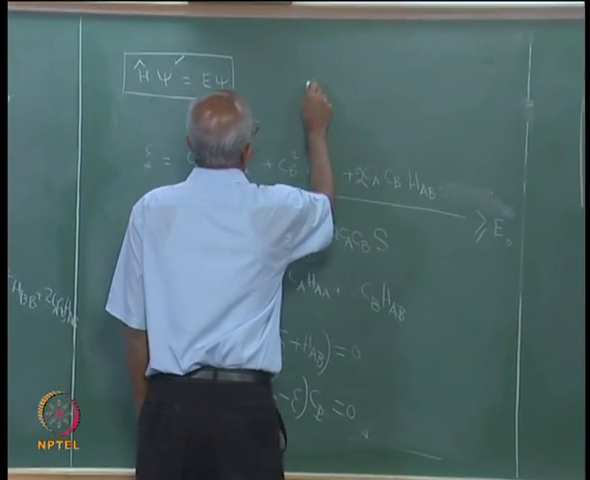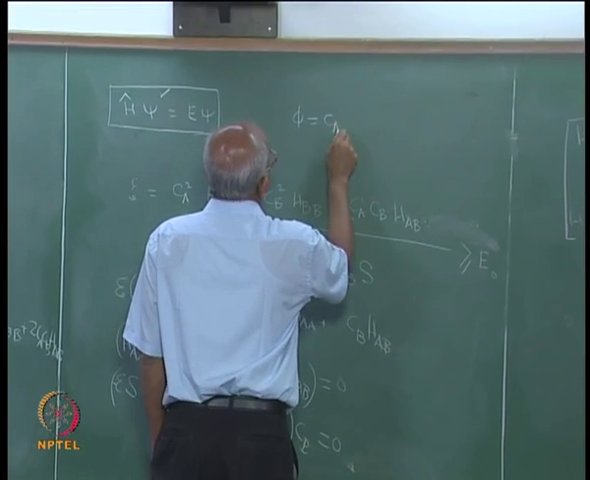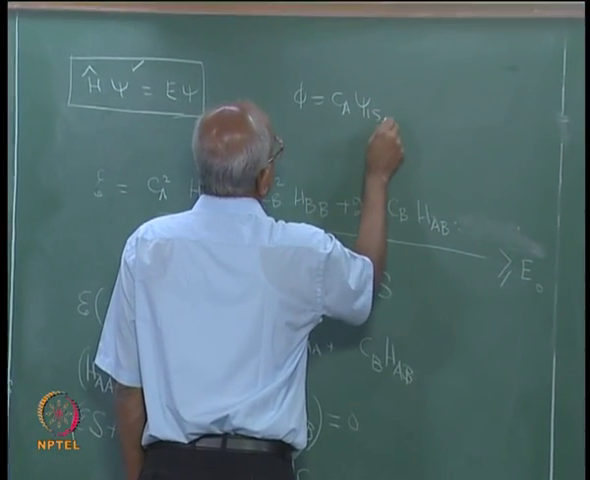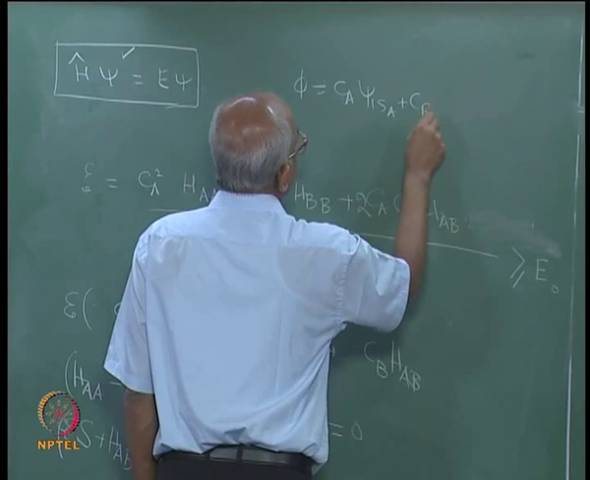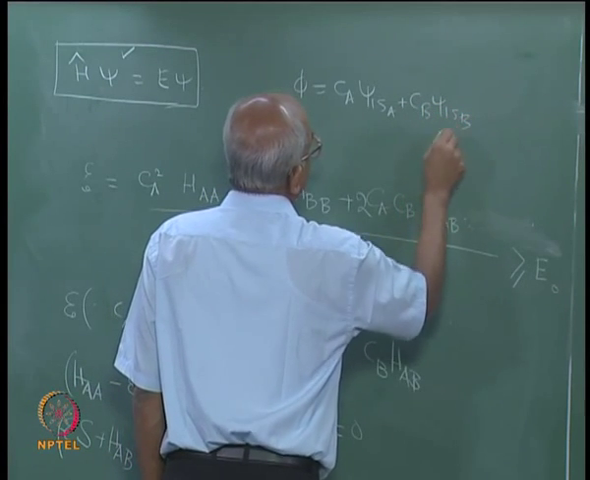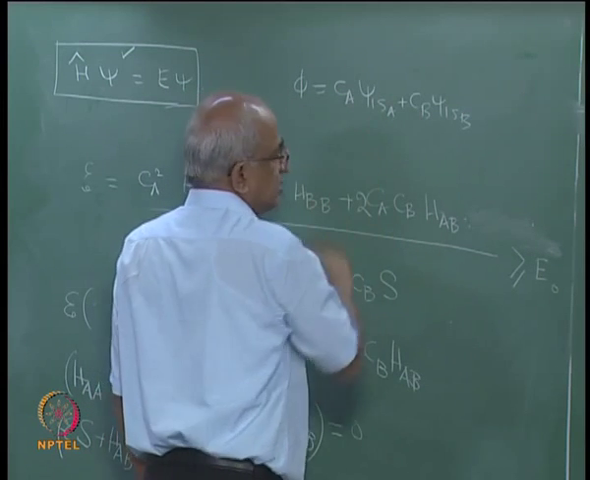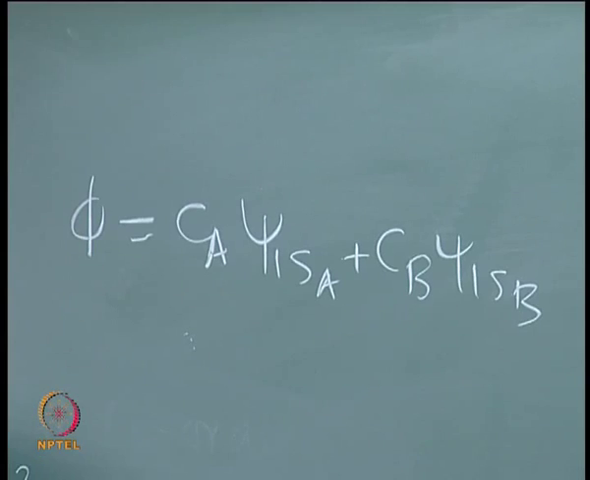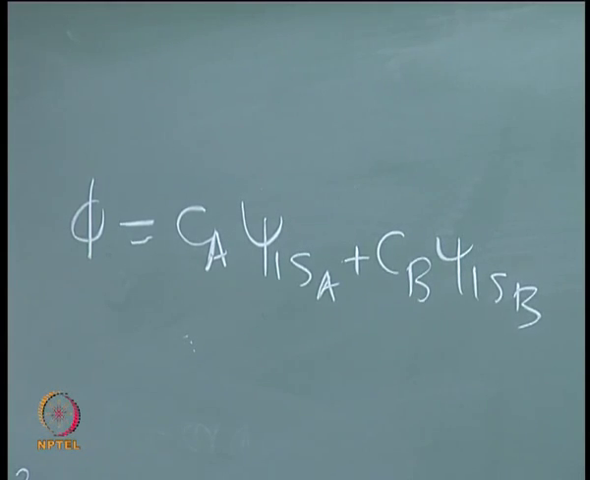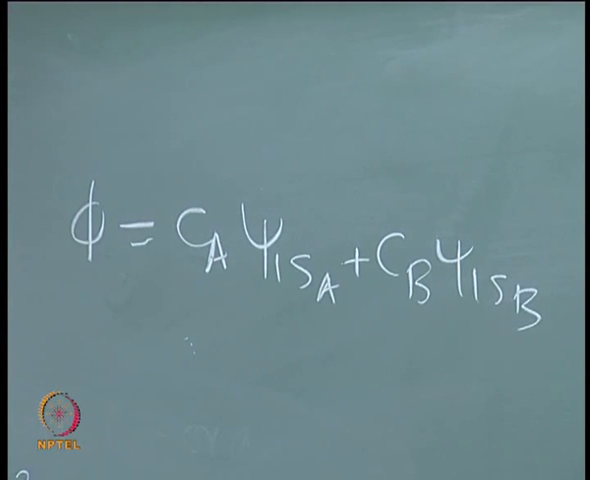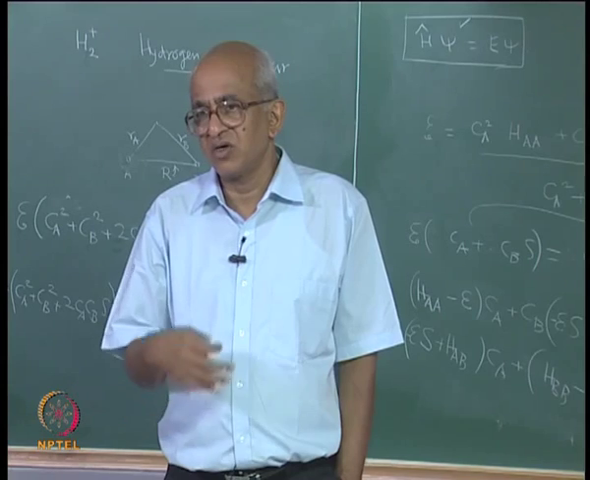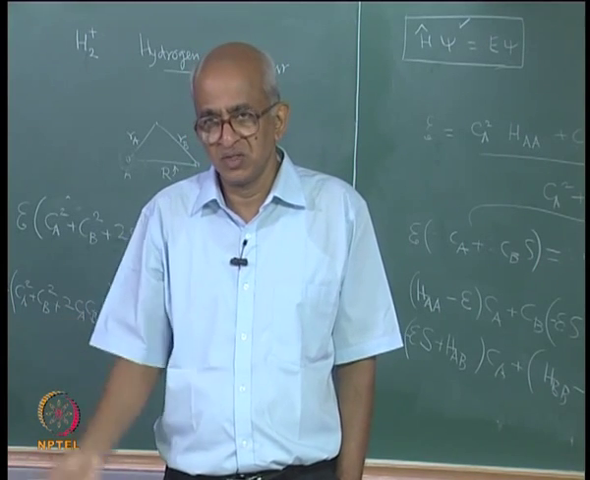The trial function actually has the form phi is equal to CA psi 1sA plus CB psi 1sB. This is your trial function, but now you are saying you are finding a solution where CA and CB both are 0. Is that acceptable? Definitely not, because your electron is there in the molecule. You cannot have the wave function for the electron identically equal to 0, that is impossible.